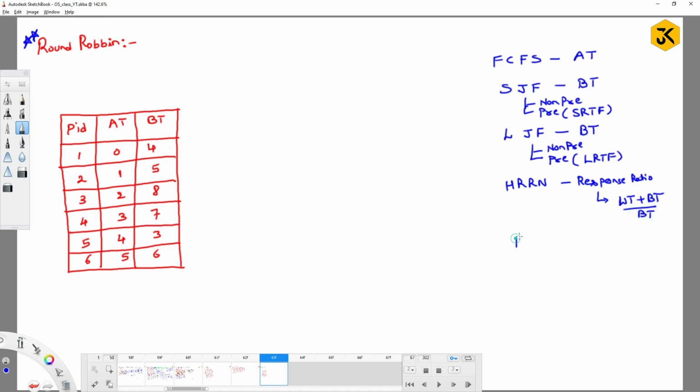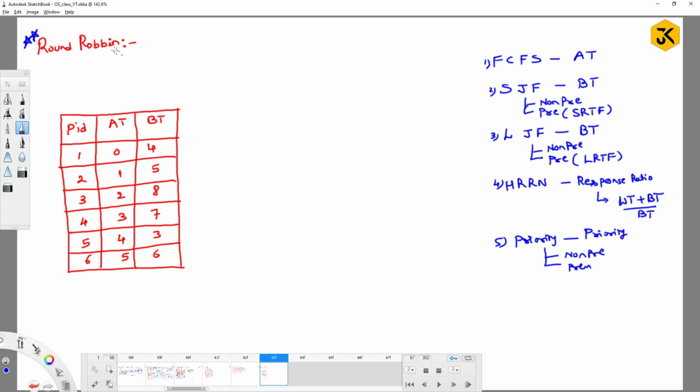Next we came across one more kind of algorithm called the priority algorithm. We discussed it in two ways: non-preemptive and preemptive. Here the criterion is an extra parameter called the priority of the process, and based on that we select the process. So this is what we discussed in the previous classes.